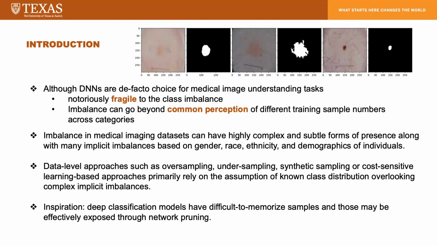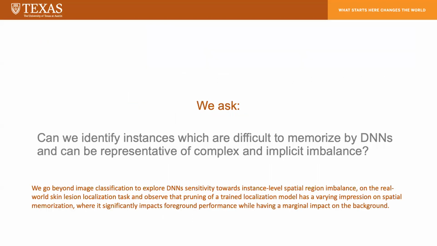The main inspiration of our work is drawn from a recent study by Sara Hooker's team at Google, that deep neural networks have difficulty memorizing some samples, and these may be effectively exposed during network pruning. DNN optimization is content-aware, taking advantage of the patterns shared by more training examples, and is therefore inclined towards memorizing the majority samples. Since minority samples are underrepresented in the training dataset, they tend to be poorly memorized and more prone to being easily forgotten by the model after pruning.